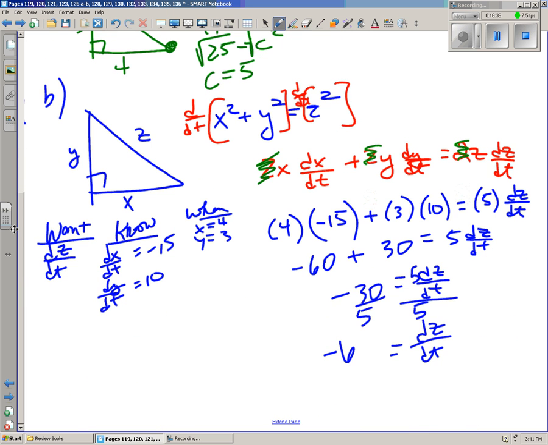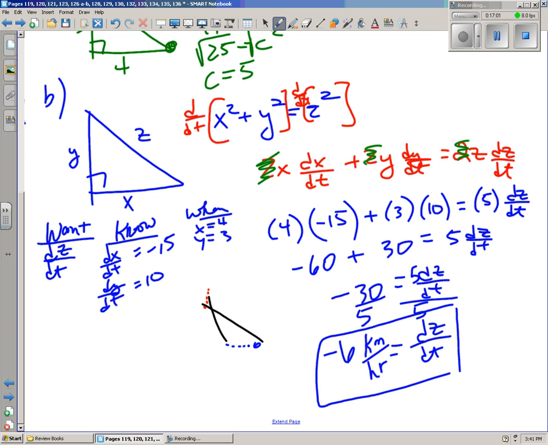Actually, they give you units of measure. Even better. Negative 6 kilometers per hour. It must be negative at that moment in time. Sorry, let me do this in colors. The one ship is moving closer. This ship is moving away. But the distance between them, believe it or not, is actually shrinking at that moment by 6 kilometers per hour.